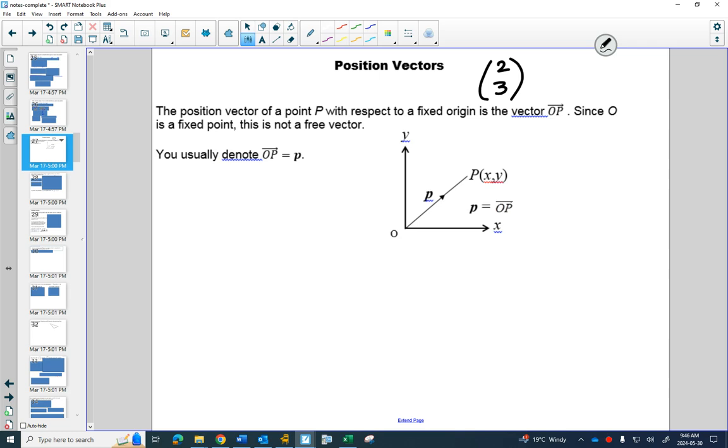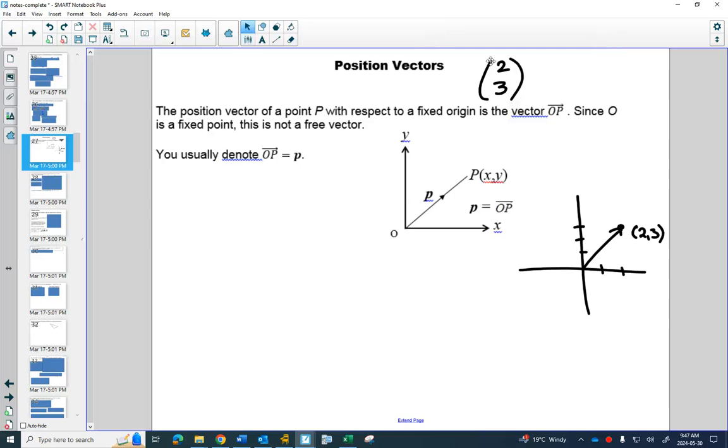Now, sometimes we want to do math where we fix something in place. Then we use a position vector. And as a position vector, 2, 3 is the same as the point 2, 3, because a position vector always starts at the origin and goes to some point. So here we have the point x, y, and we call it the position vector p, because you go from O to P.